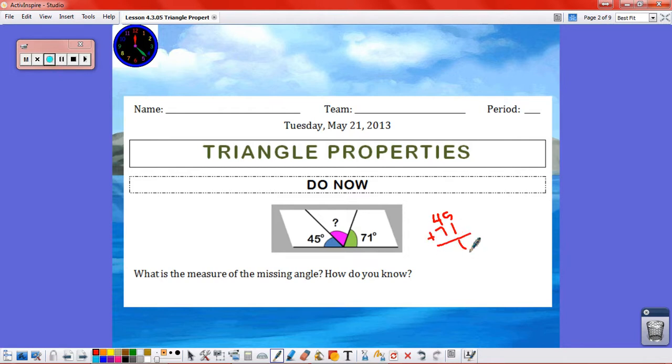I'm just going to go ahead and add these first. And I get 116. And 180 take away 116 is 64. So this is going to have to be 64 degrees in order to make a straight angle. So we're saying 64 degrees to make a 180 degree straight angle.